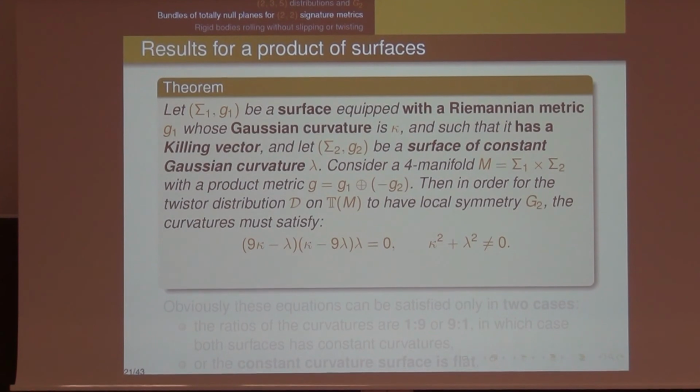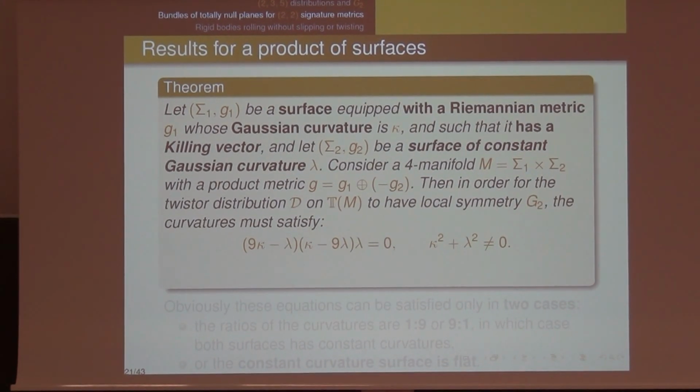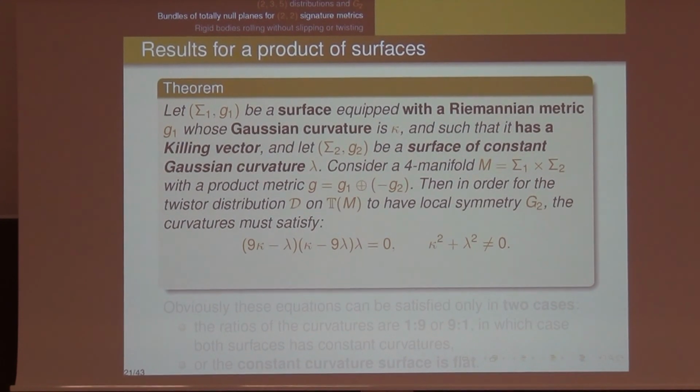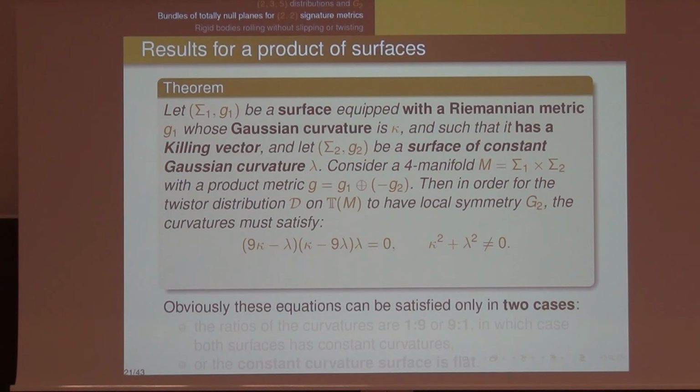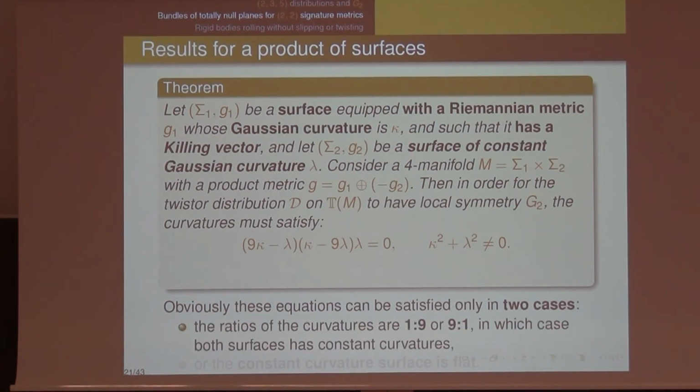It is a constraint like (9 kappa minus lambda) times (kappa minus 9 lambda) times lambda must be 0. So you say that it's asymmetric because my assumption was asymmetric, but it's simply like this. Obviously, this can be satisfied only in two situations. Either the ratio of the curvatures of these surfaces is 1 to 9 or 9 to 1, or the constant curvature one must be flat. Okay, so that's what you get here.